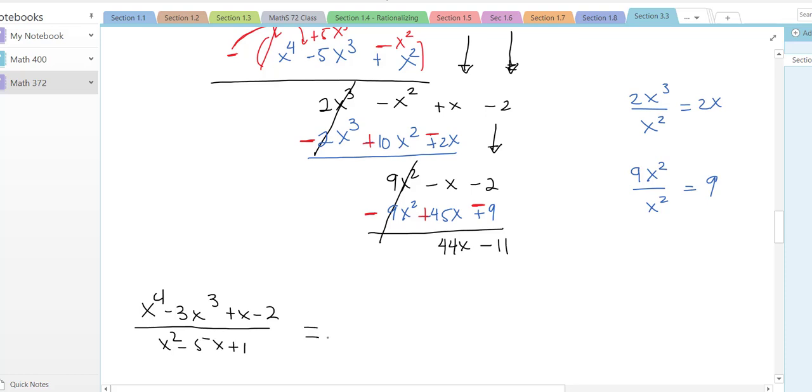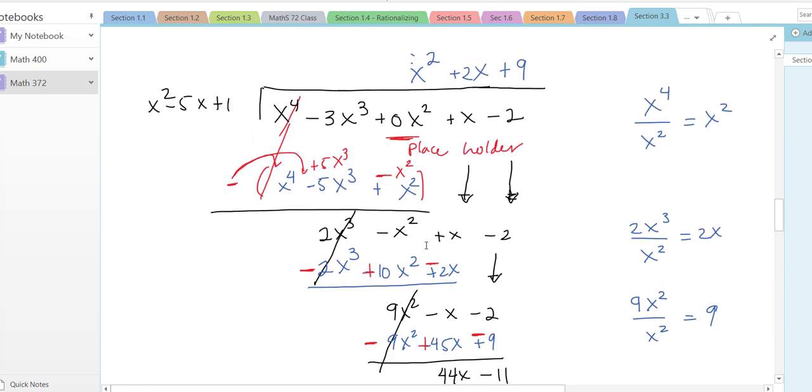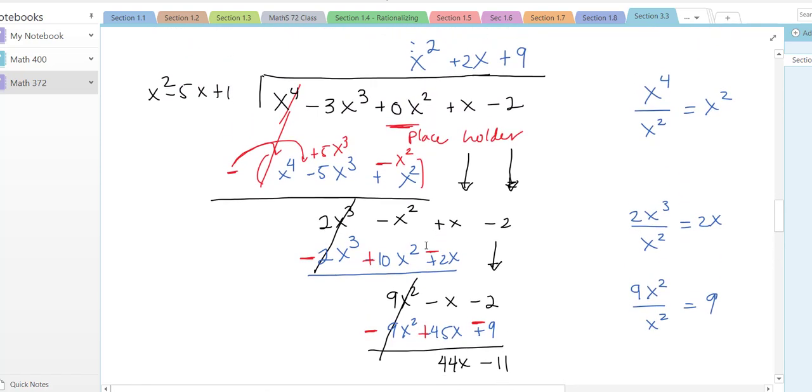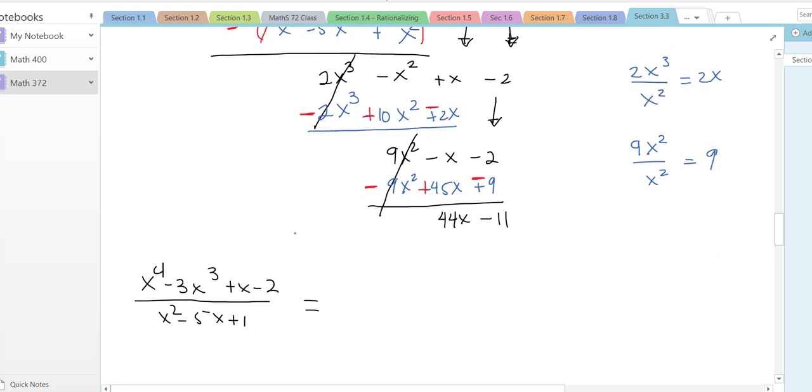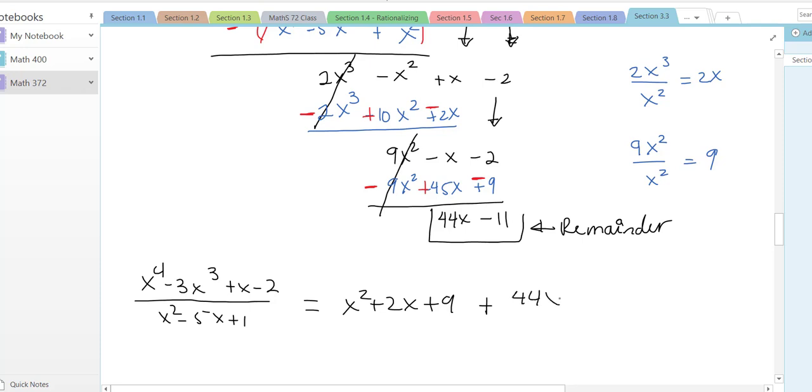So what we're saying is that this is the quotient. Let me scroll up. What was the quotient? X squared plus 2x plus 9. So my quotient is x squared plus 2x plus 9. And the remainder is the 44x minus 11. So that's the remainder, with 44x minus 11 over the divisor, x squared minus 5x plus 1.